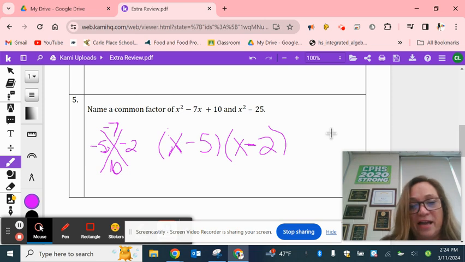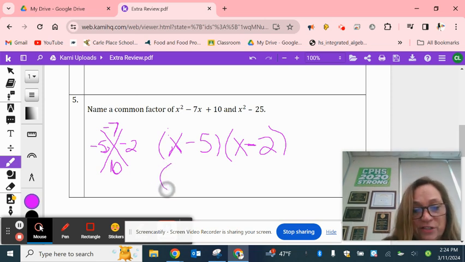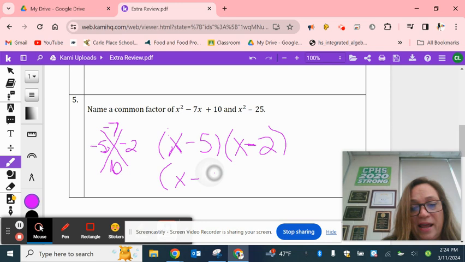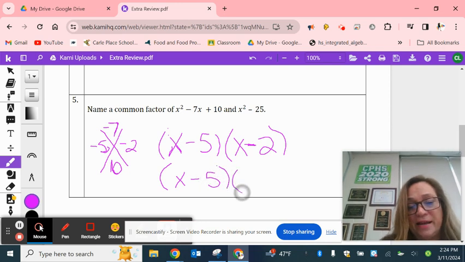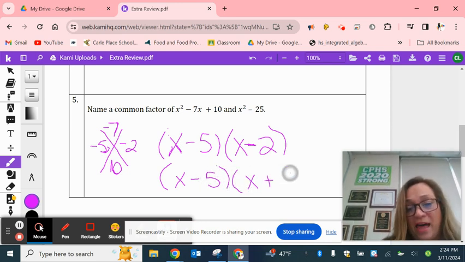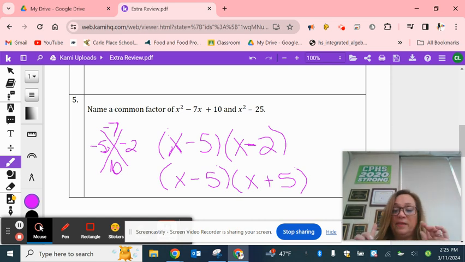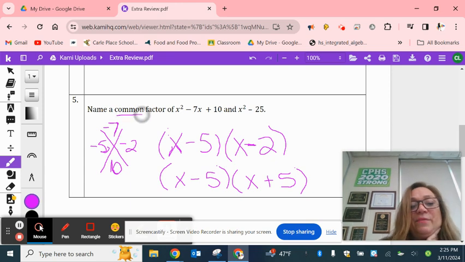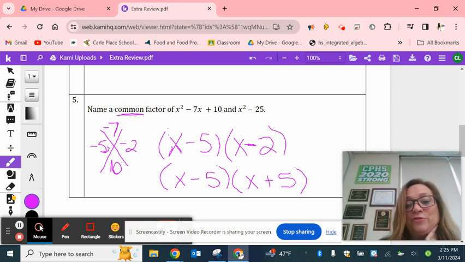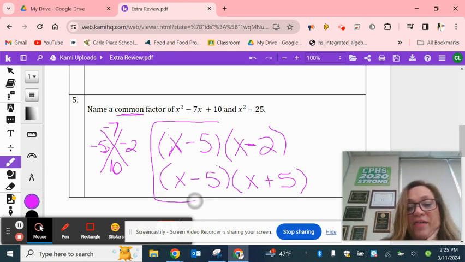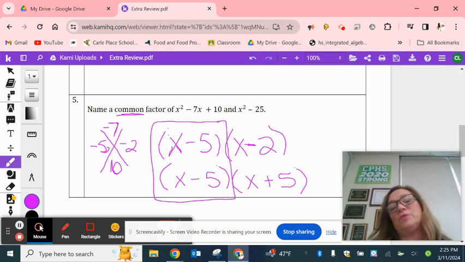Now, if I factor x squared minus 25, that's the difference of two squares. So I'm going to have my conjugate pairs, x minus 5 and x plus 5. Or, the positive 5 and the negative 5 are additive inverses. You can look at it more than one way. And they're saying to name a common factor. So what factor do they both have? They both have x minus 5. So that would be a common factor of those two things.